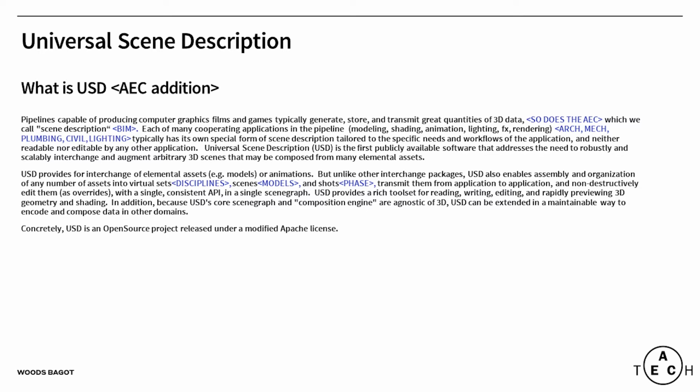Basically, pipelines capable of producing computer graphics that generate, store, and transmit great quantities of data. It's something we need to do, right? Each of many cooperating applications in a pipeline. They call it model, shading, animating, light, FX. We call it architecture, mechanical, plumbing, civil, lighting, right? Those are our trades. And then being able to coordinate all of that data. So that's what USD's underpinning was. And it's pretty amazing, by the way.